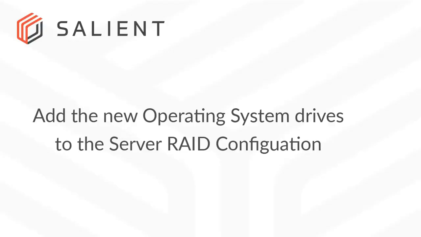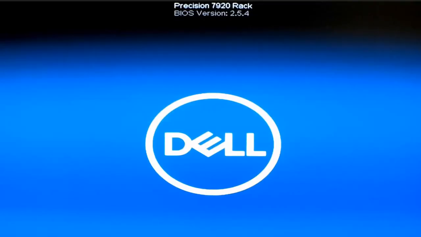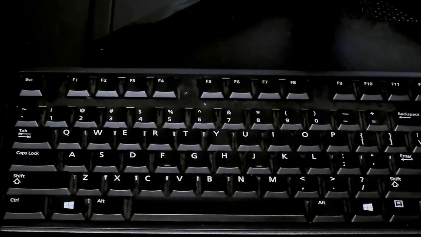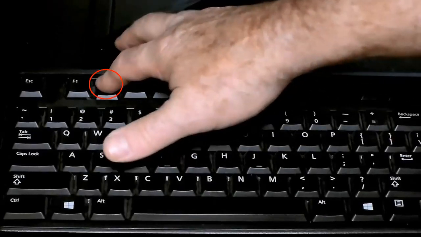With the new drives securely in their correct drive bays, it's time to add them to the server's RAID configuration. For this step, and before you start the server, you will need a keyboard and a mouse attached to the server. During the boot process, watch for and select F2 to enter System Setup. When F2 is selected, the server should enter the system setup.